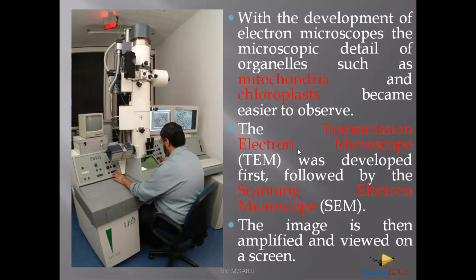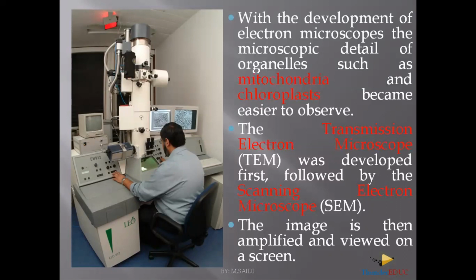Because of the beam of electrons which they use, it requires the organisms to be dead. It cannot view live organisms. The electron microscope is big, as you see it here in the picture. You need a bigger space, and it is not portable. You cannot just take it from one point to another. You can only see the objects using the screen.